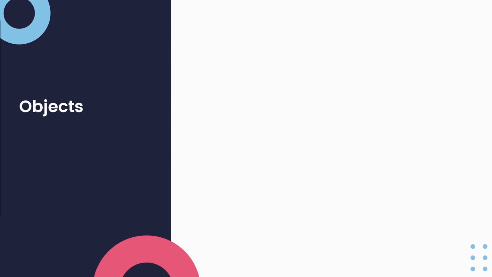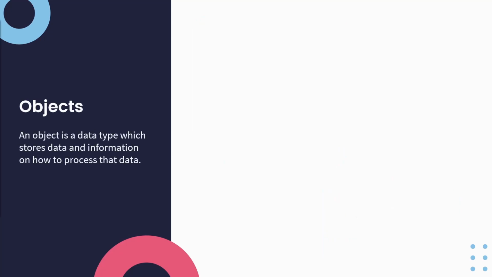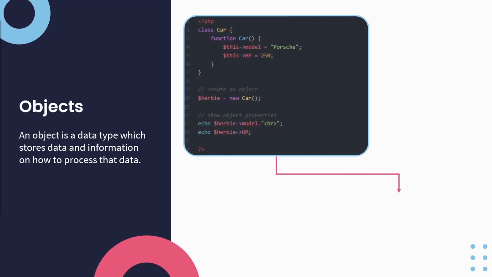Now, out of all of the data types so far, this might just be the trickiest one, an object. An object is a data type which stores data and information on how to process that data. In PHP, an object must be explicitly declared. First, we must declare a class of an object. For this, we use the class keyword. A class is a structure that can contain properties and methods. So here is an example of that.